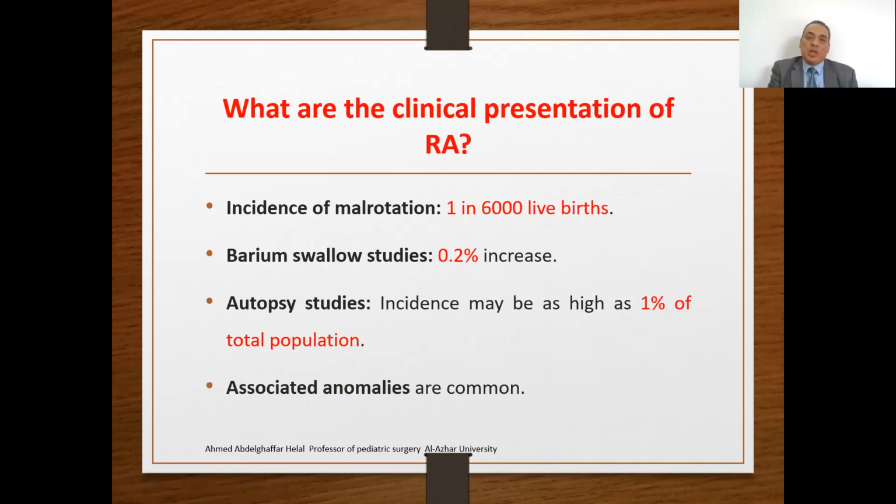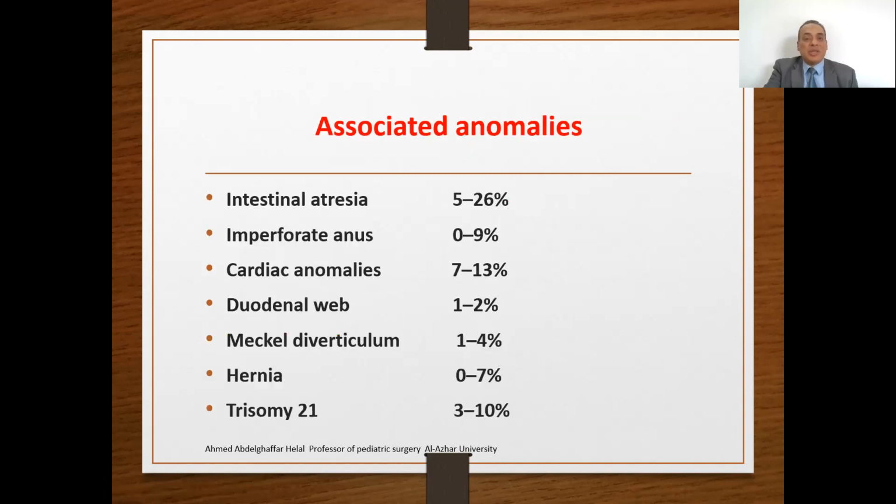What are the clinical presentations of rotational anomalies or intestinal malrotation? The incidence of malrotation is approximately 1 in every 6,000 live births. Barium studies show about a 0.2 percent incidence. Also, in autopsy studies, the incidence may be as high as 1 percent of the total population. Associated anomalies are common with intestinal malrotation, and may include intestinal atresia, imperforate anus, cardiac anomalies, duodenal web, Meckel's diverticulum, hernia, or trisomy 21.